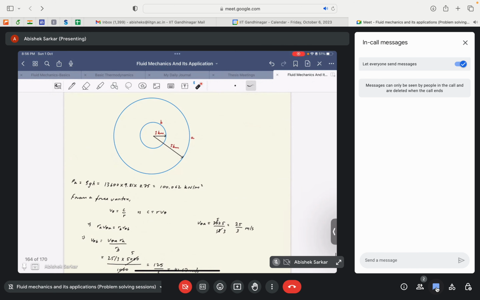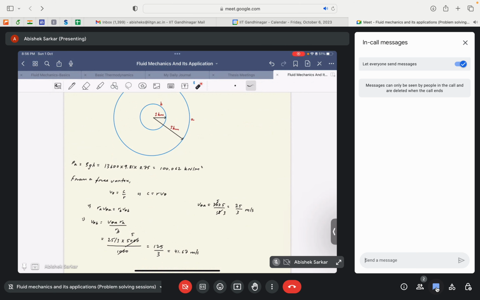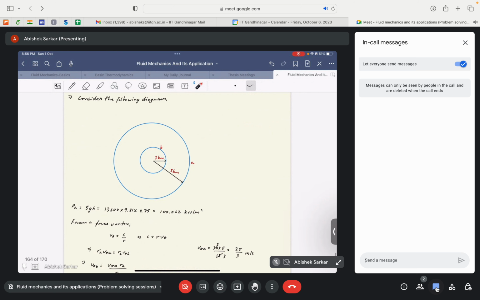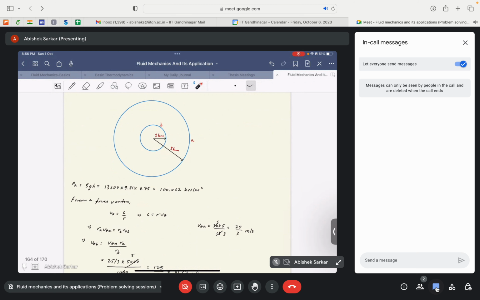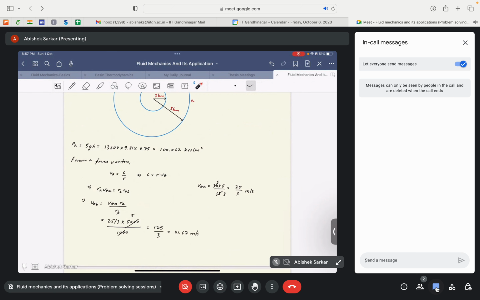So now the pressure at point A. Consider this diagram: point A lies at a radial distance of 5 km from the center of the tornado, and point B lies at a radial distance of 1 km from the center of the tornado. Pressure at point A is given by 750 millimeter of mercury. So Pa is equal to rho g h, which gives pressure at point A to be almost 100 kN per meter square. Then from a free vortex we get that V theta is equal to C by r, so C would be equal to r V theta.